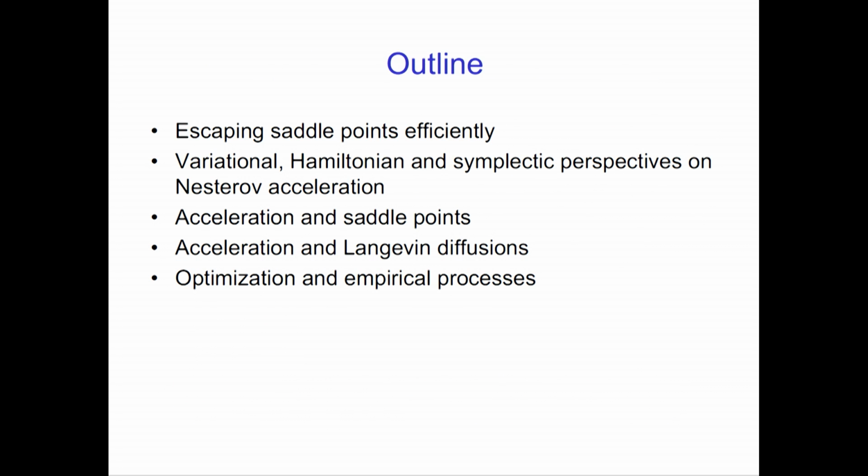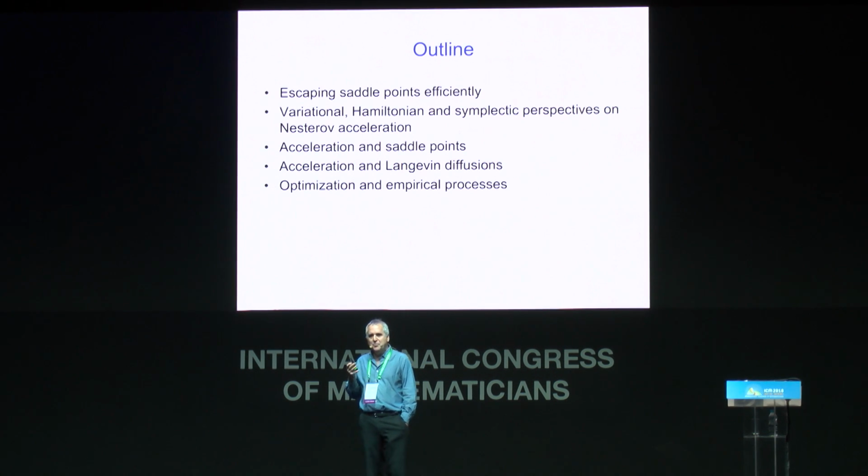We're going to talk about saddle points, and we're going to talk about escaping saddle points. If you're in non-convex optimization, that is one of your core challenges, is how to escape saddle points and do it efficiently, not just in convergence rate, but in dimension, because we are very much interested in hundreds of thousands of dimensions. Then we're going to talk about acceleration, and we're going to bring some physics to bear and some geometry.